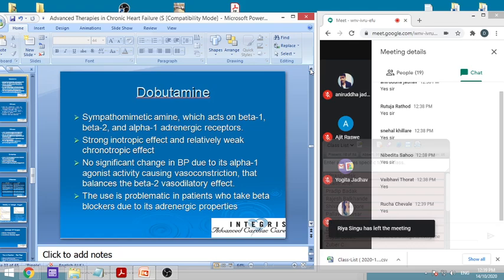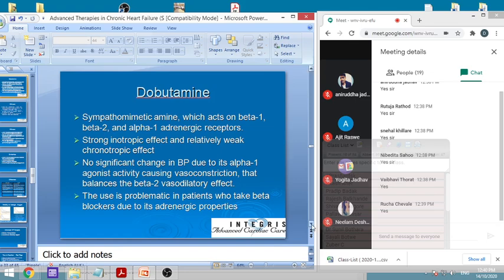There are no significant changes in BP because it is an alpha 1 agonist also and beta 2 also, and there is a balance between these two. Its use is problematic in patients who take beta blockers, due to which its adrenergic properties will be modified. So this is the problem with dobutamine.